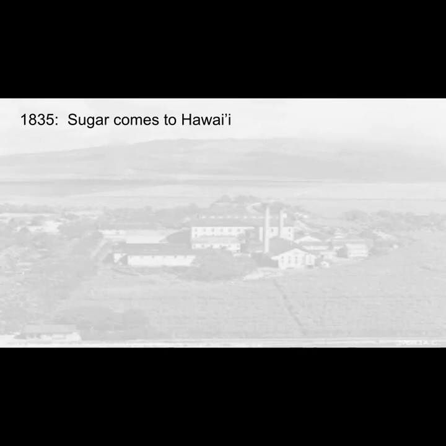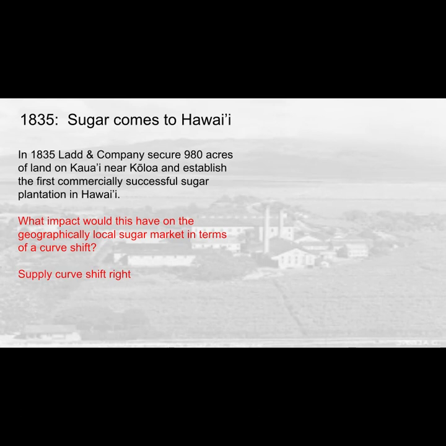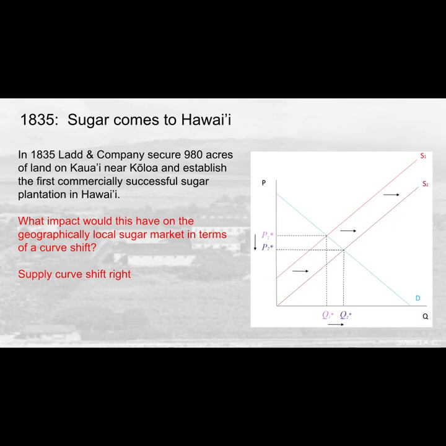So at this time, students will then refer to and complete their guided notes to identify the significance of each event and their impact in relation to the sugar industry in Hawaii, beginning with the first commercially successful sugar plantation on the island of Kauai. Again, the teacher will discuss with the class the impact that this event had on the local sugar market in terms of a curve shift, and then also discuss the supply curve shift to the right.